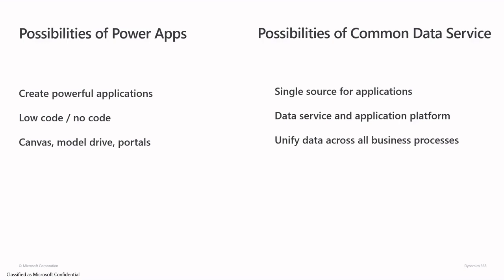Then I will have this data inside the Common Data Model. Here I can also join other applications' data and build applications on top of this Common Data Model, so Power App applications. So Common Data Service can be a data service and application platform, which will unify all your data across all business processes and much more.